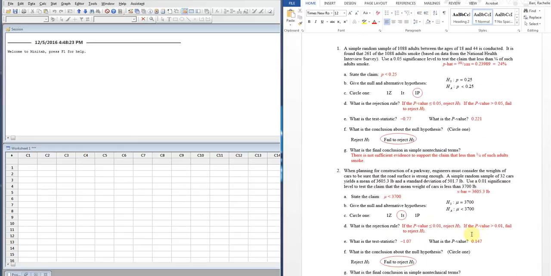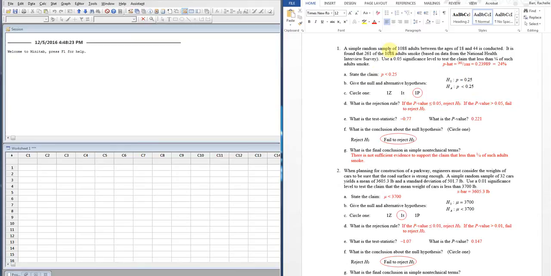All right. So, let's suppose we look at a full example. Suppose we have a simple random sample of 1,088 adults between the ages of 18 and 44, and it's found that 261 of the 1,088 smoke. This is based on national data from a National Health Interview Survey. We use the 0.05 significance level to test the claim that less than a quarter of adults smoke. So there's our claim. Our null hypothesis will be that this is actually equal to a quarter, and we're going to test the alternative that it's smaller.